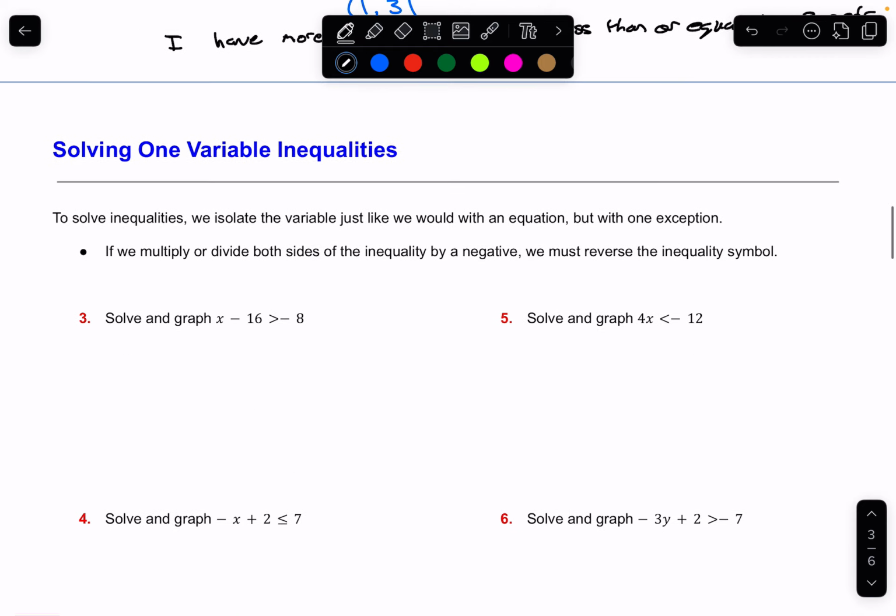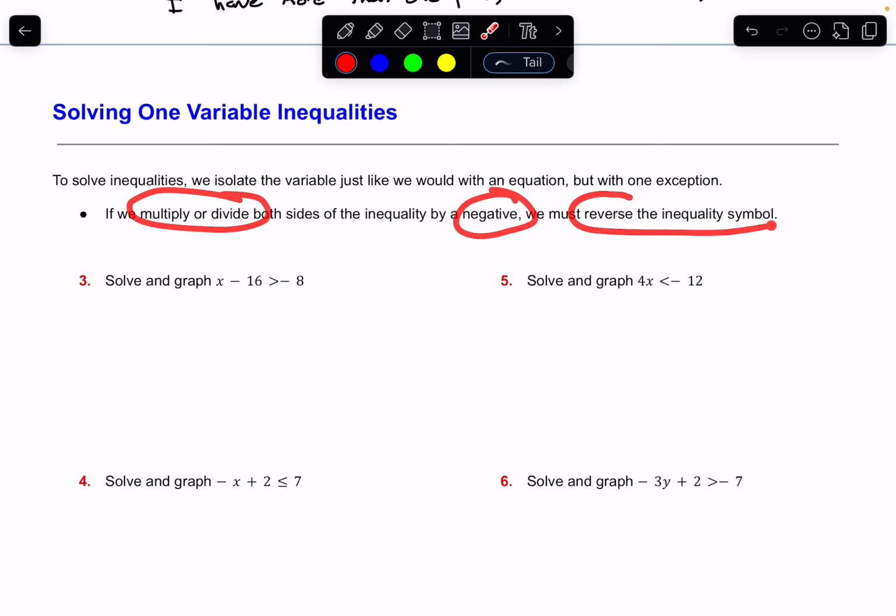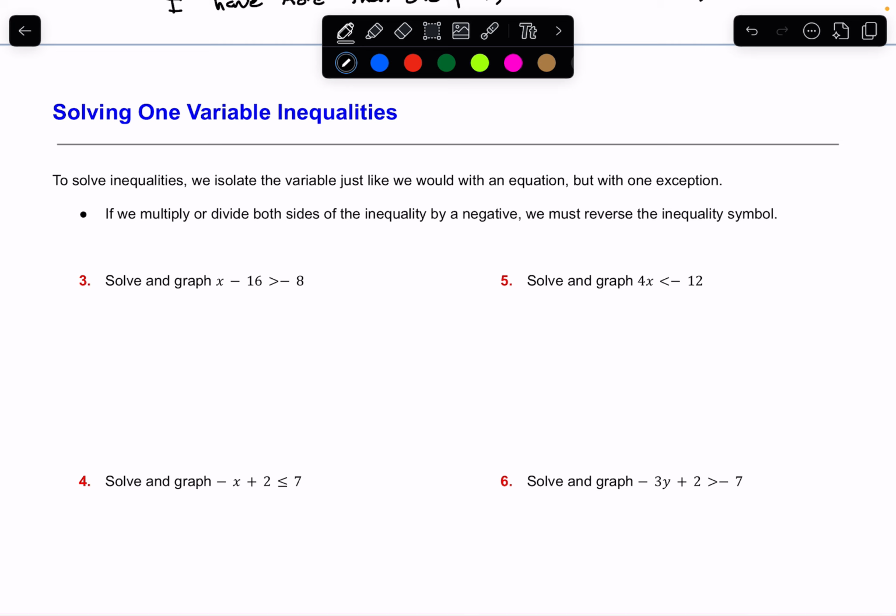All right, moving on. We are going to solve one variable inequalities now. So to solve inequalities, we isolate the variable just like we would with an equation, but there's one exception, and that exception is that if we multiply or divide both sides of an inequality by a negative, we must reverse the inequality symbol. Okay, notice multiply or divide by a negative, reverse the inequality symbol. That's the only difference between solving inequalities and solving regular equations though.